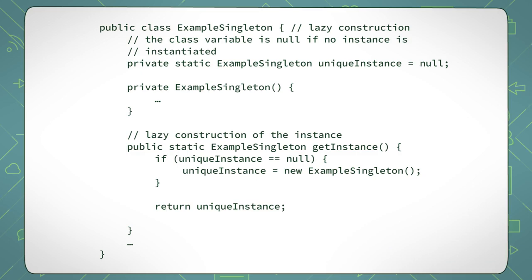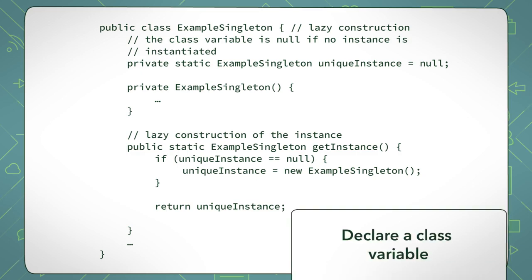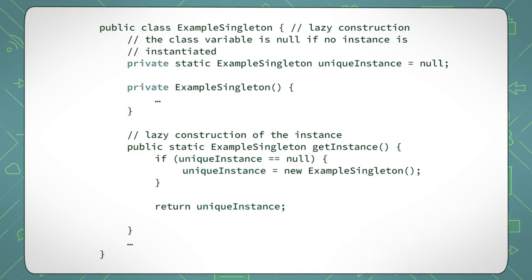There are two key components to get around this. The first is to declare a class variable, called, say, unique instance. This class variable will refer to the one instance of your Singleton class. You declare the variable as private, so that it can only be modified within the class. The next step is to create a public method in the class that will create an instance of this class, but only if an instance does not exist already. We can call this method getInstance.